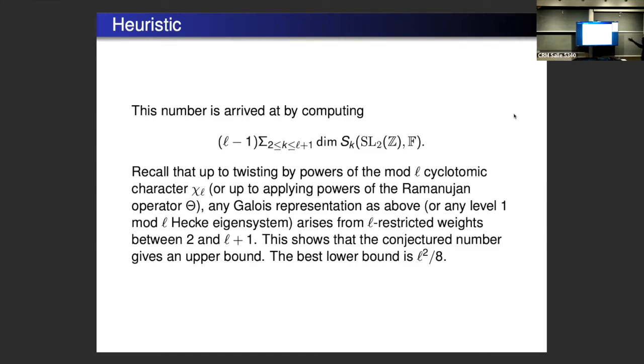Right, this L cubed upon 48 is exactly this number. And somehow there's a heuristic which tells you that this perhaps could be the answer. And the heuristic is that there should be very few congruences between modular forms in this restricted way.